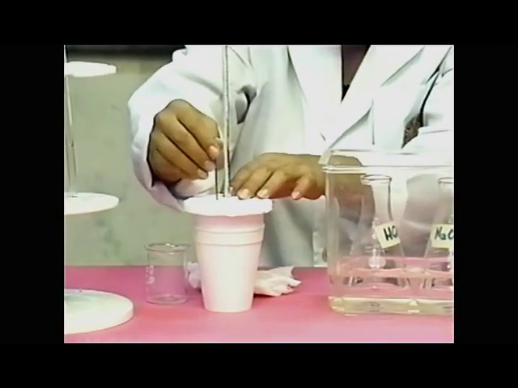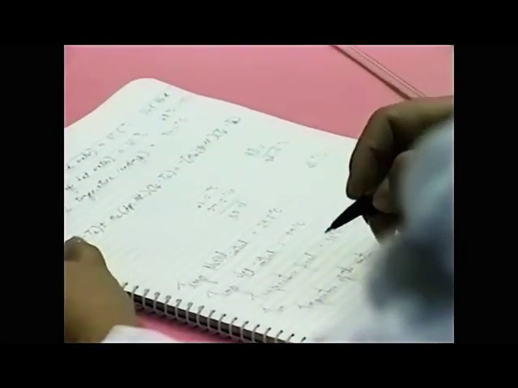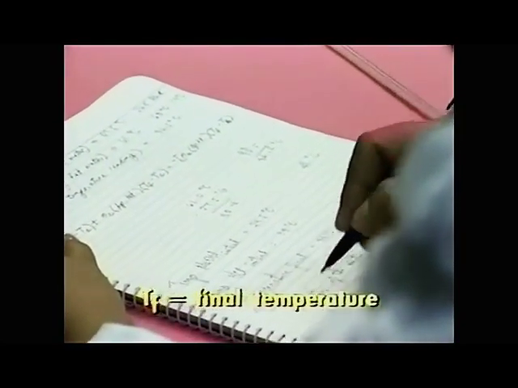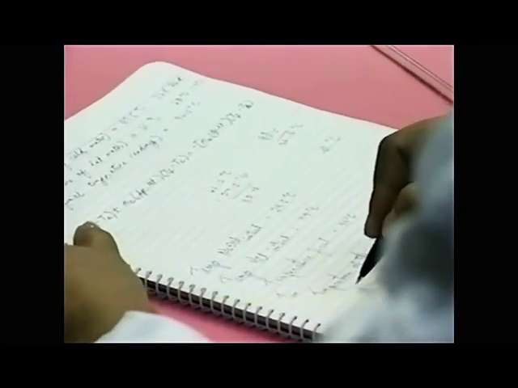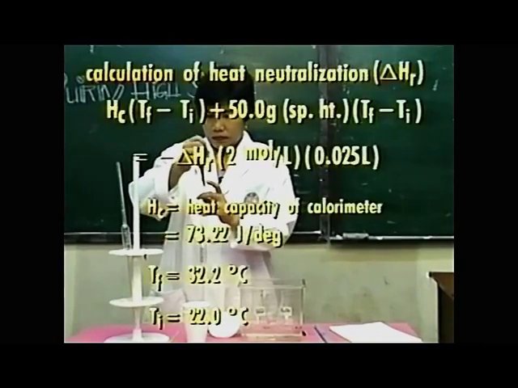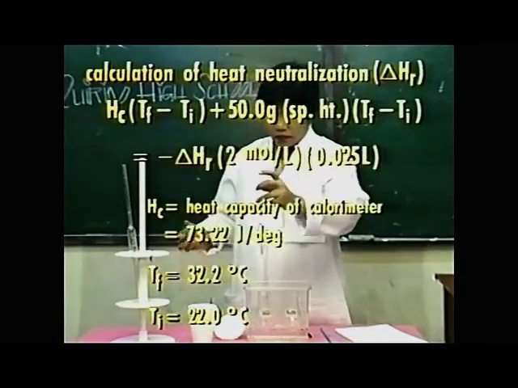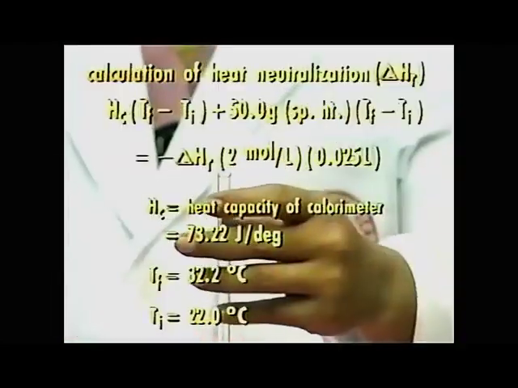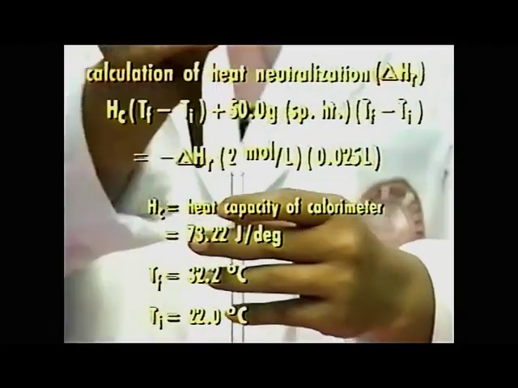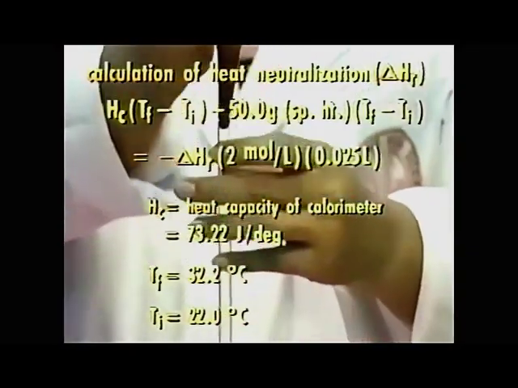Stir the solution thoroughly and note the final temperature. This is the highest temperature obtained on mixing. This reaction is exothermic. The heat evolved is absorbed by the calorimeter and the surrounding water molecules in solution. Thus, to calculate the heat of the reaction, we apply the relation heat absorbed equals heat evolved.